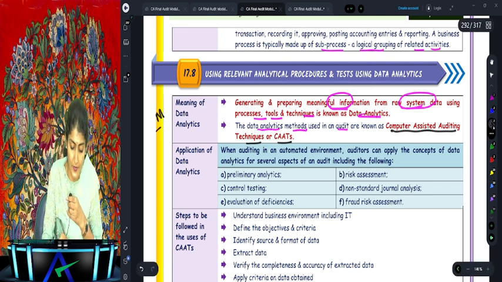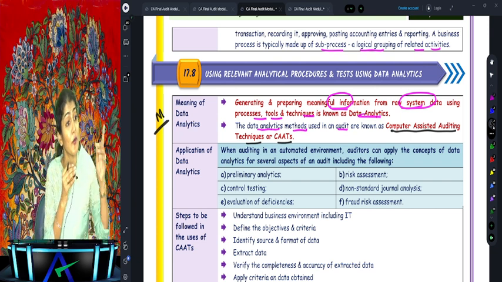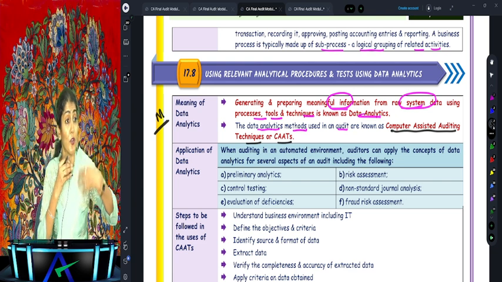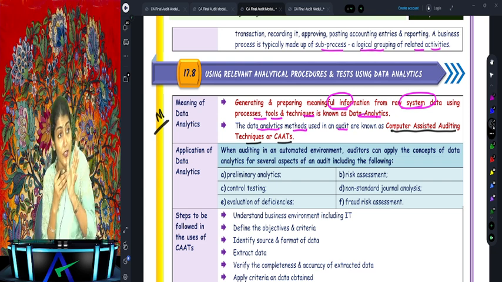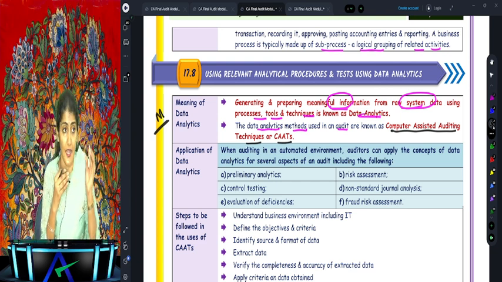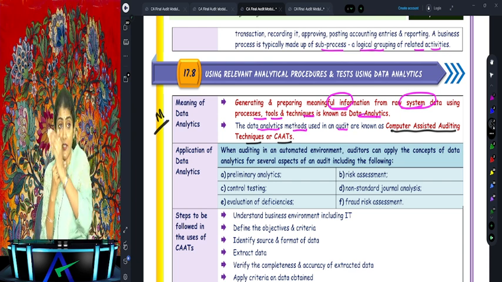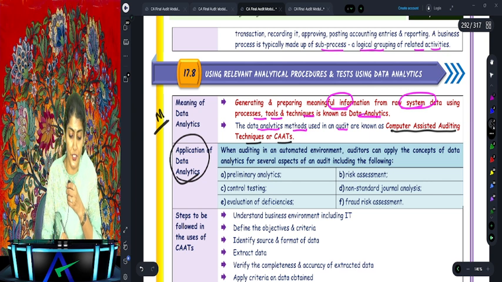So the first question we discuss over there is the meaning of the data analytics. It is the process of generating the meaningful, sensible information from the raw system data. You know, this we were doing also in a forensic audit technique of data mining technique, finding new hidden or unexpected information by automatically mining large volume of data. Okay, right? So the process of generating the meaningful information from raw system data using processes, tools, and techniques is referred to as the data analytics. And the data analytics which are used in an audit are called as the computer assisted audit techniques. Okay, now where in an audit can you make use of computers? That is the application of the data analytics.